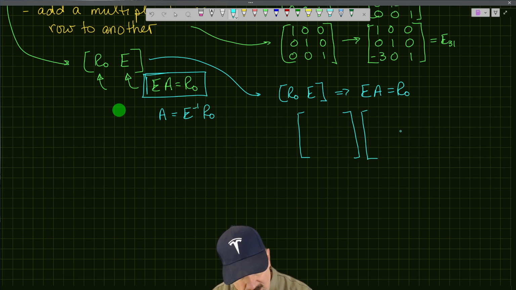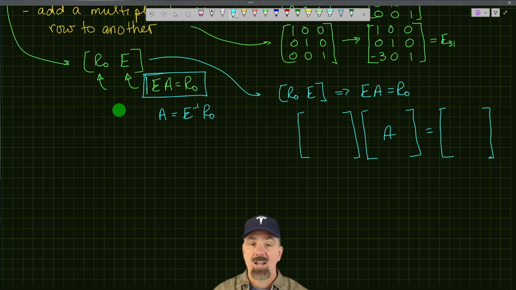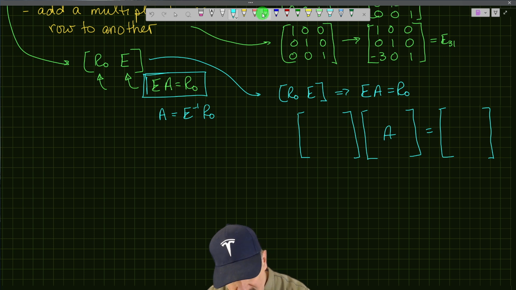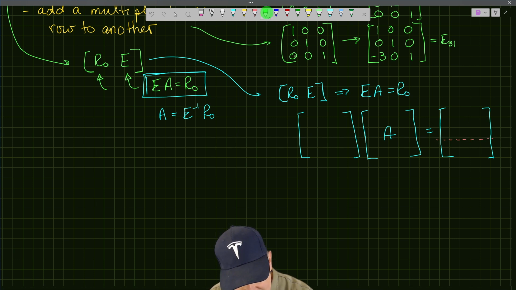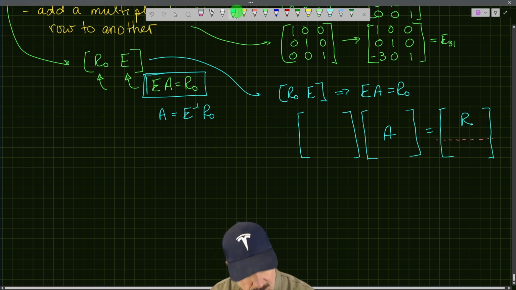So here's my E matrix, here's my A matrix, and then here's my RREF. Remember, the RREF in general has some zero rows. So I am going to make a division here, and I'm going to say that this is the R matrix. And then down here, I have a couple of zero rows.